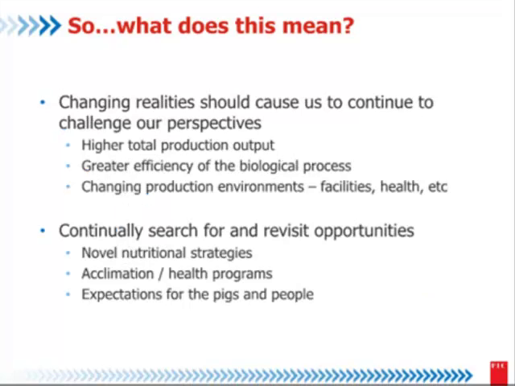And then finally, changing reality should cause us to continue to challenge our perspectives. The sows that we're producing today and utilizing in our commercial farms, when they have the opportunity to reach their genetic potential, are producing more pounds of milk on a daily basis in lactation than a Holstein dairy cow. They're producing almost twice as many weaned pigs in practice on some of the high-producing farms as the industry as a whole did not too long ago.